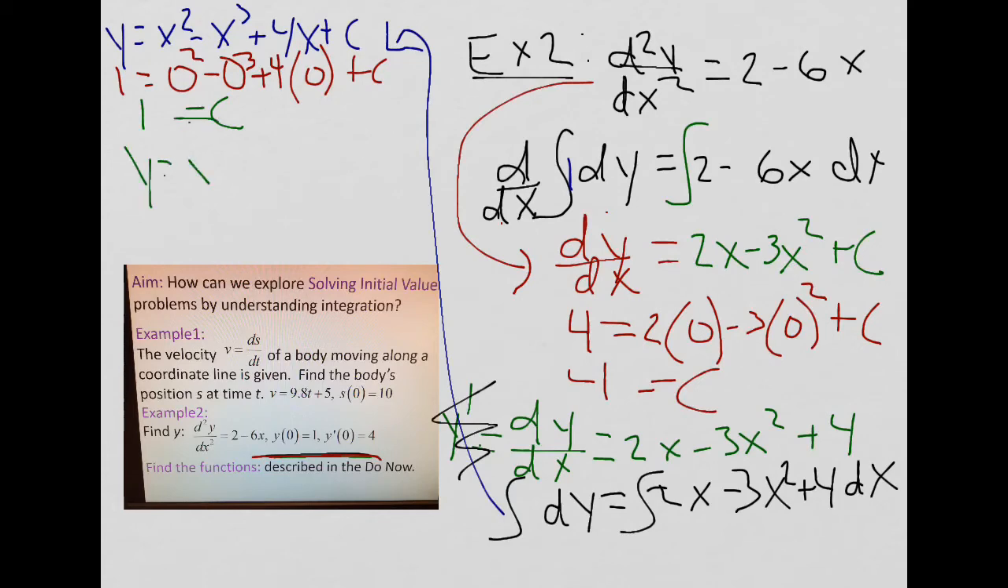y is equal to x squared minus x cubed plus 4x plus 1. It's supposed to be a plus, and we're done.